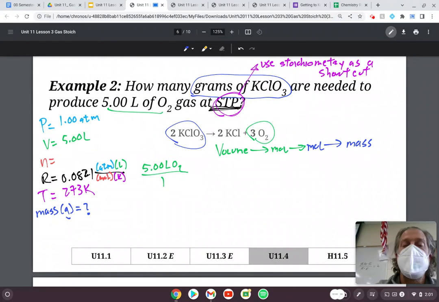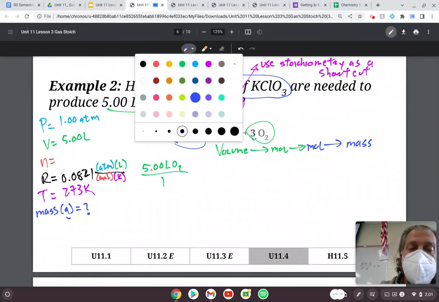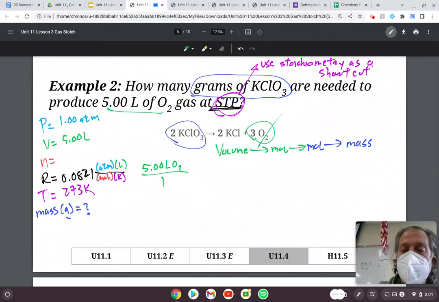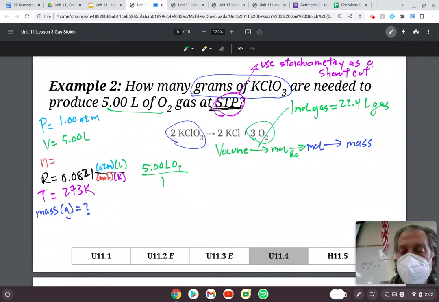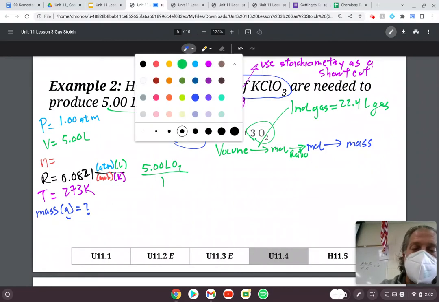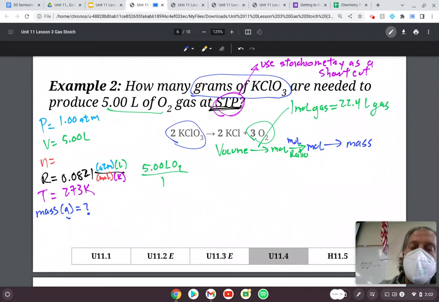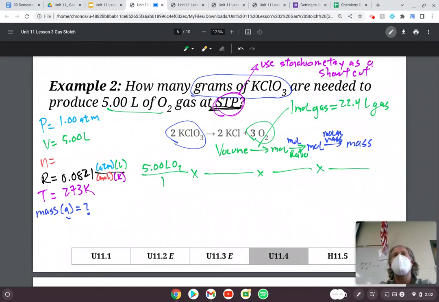to mass. And just like before, when we were going volume to mole, we need to use the relationship that 1 mole of gas is equal to 22.4 liters of gas. When we go mole to mole, we need to use the mole ratio. And when we go mole to mass, we're going to use the molar mass. So this problem, I can tell by looking at it, is going to be that number of steps.